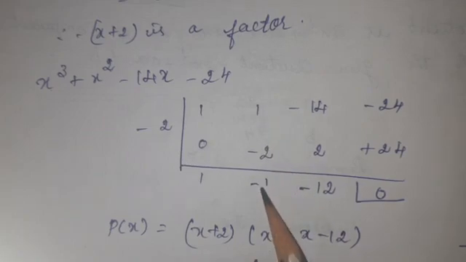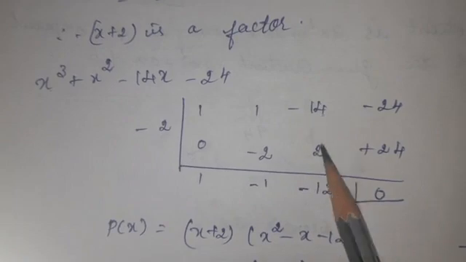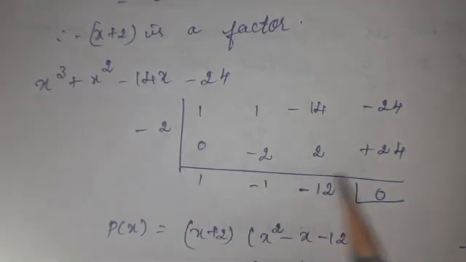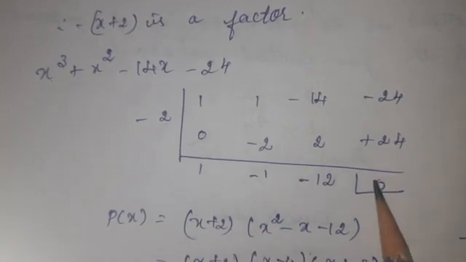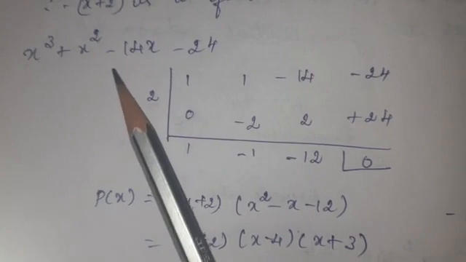1 minus 2 is minus 1. Then minus 2 into minus 1 is plus 2. So minus 14 plus 2 is minus 12. Then minus 12 into minus 2 is plus 24. When you subtract this one, you are getting 0. That means we already found that x plus 2 is a factor.